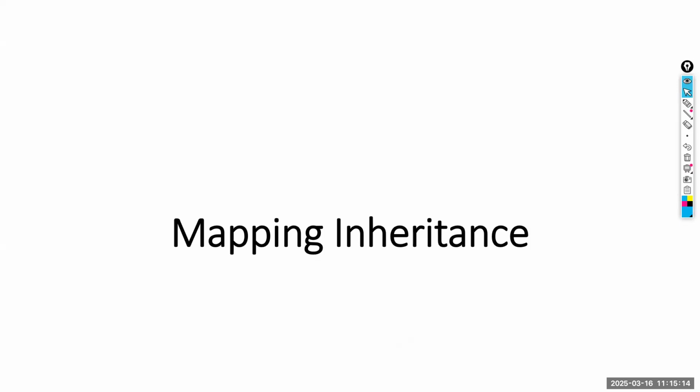So now let's see how to design, thinking about whether it's overlapping or disjoint, total or partial. How do you map the inheritance in database tables? Okay.